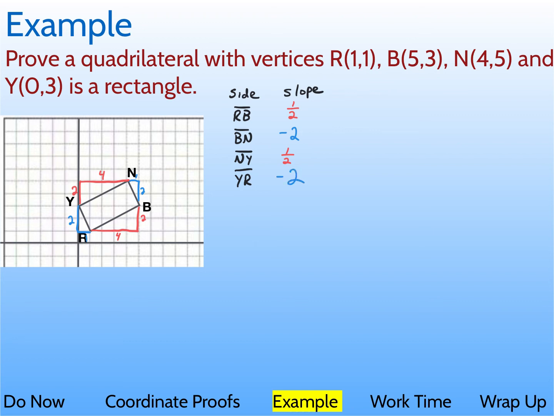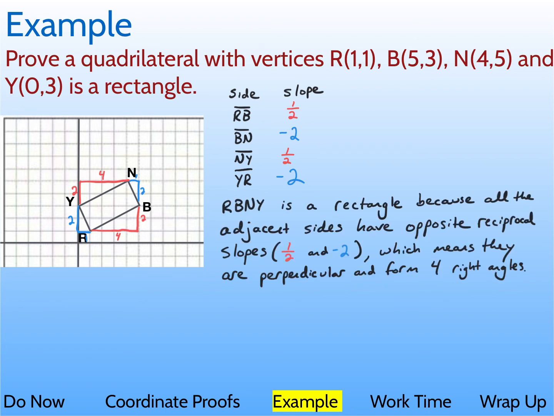So what's left to do now is just explain what we showed. So I wrote RBNY is a rectangle because all the adjacent sides have opposite reciprocal slopes, and just put 1/2 and negative 2, in case you want to reference that again, which means they are perpendicular and form four right angles. So it would be a right angle here, here, here, and here.